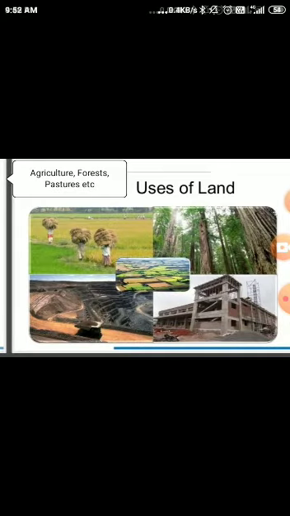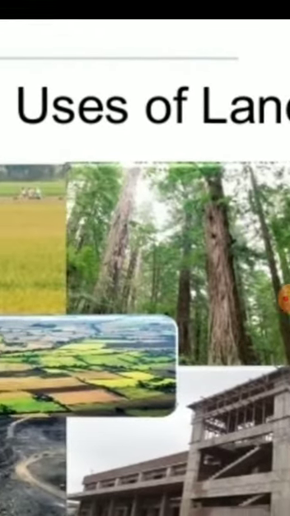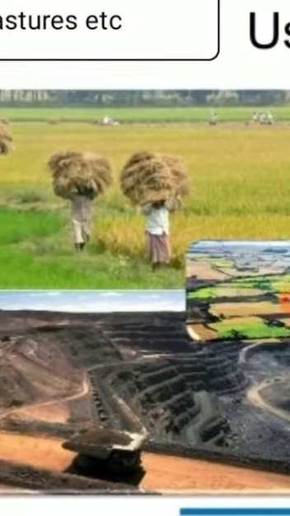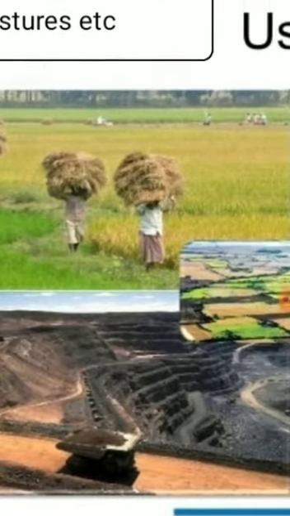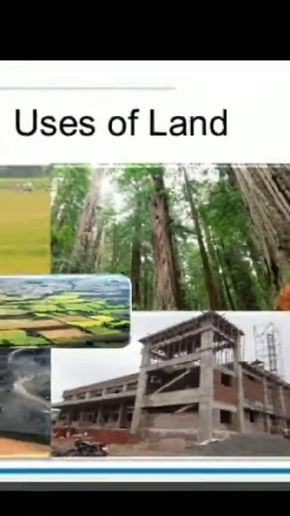All right. Starting with the first topic, that is uses of land. Land is the most basic resource because we live on it. Land supports forests, agricultural land, land for mining activities, land for human settlements.